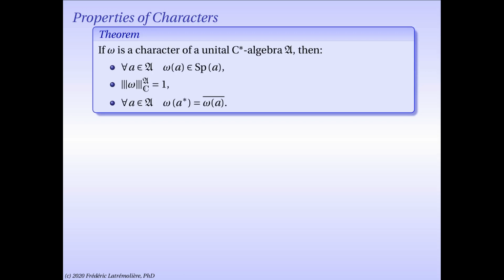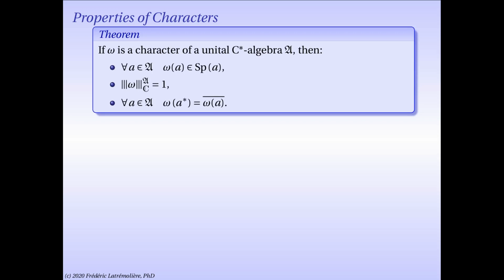To do so, we're going to proceed through 3 steps. So if omega is a character of a unital C-star algebra, then the first thing I'm going to prove is that for any element A of the C-star algebra, the character omega applied to A gives me a value in the spectrum of A. Then I'm going to deduce from this that actually a character is automatically continuous, and in fact it has norm 1.